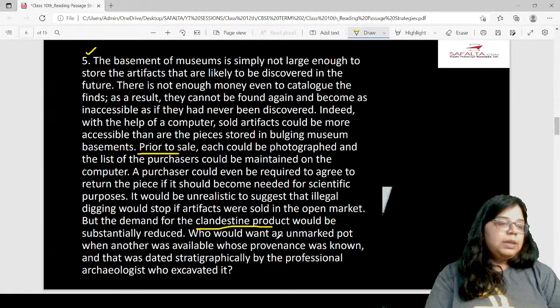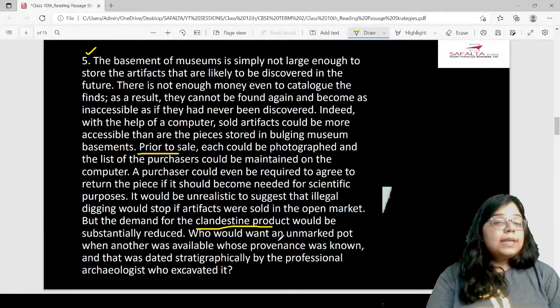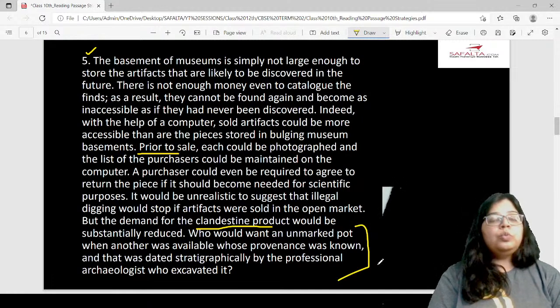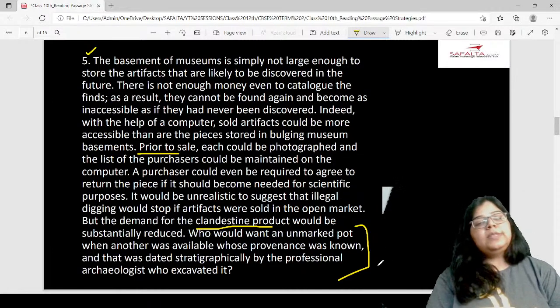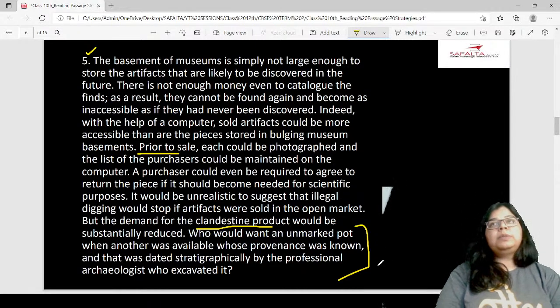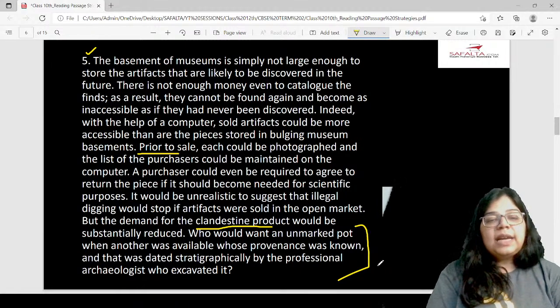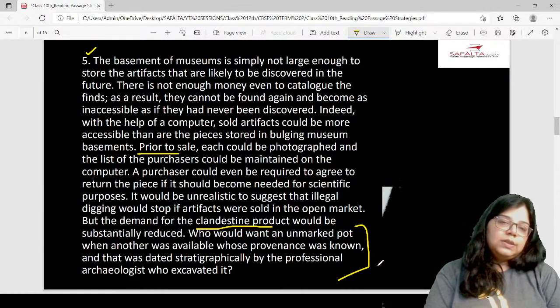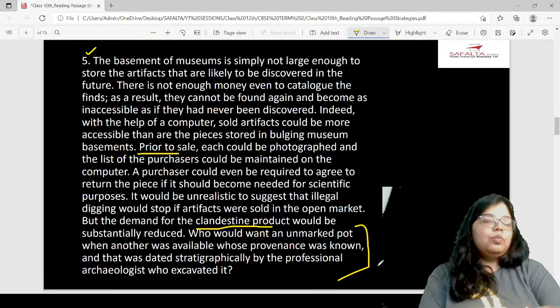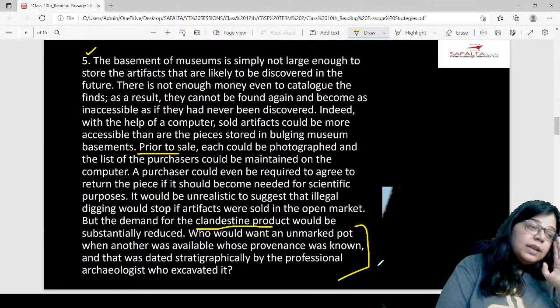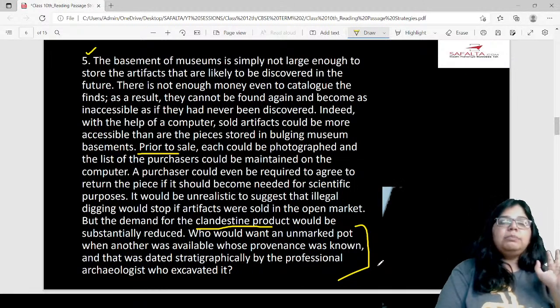Now, what can be the meaning of clandestine products? So substantially reduce, and then read on, you will understand what they are saying. Who would want an unmarked pot when another was available whose provenance was known? Provenance means that you know where it came from and how old it is, etc. And that was dated stratigraphically by the professional archaeologists. So clandestine, based on what I'm reading, clandestine something means that is not known, right? Something like a secret. Clandestine means that.